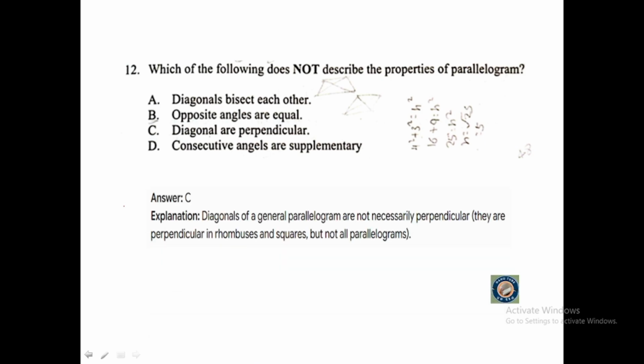The correct answer is diagonals are perpendicular. Diagonals of a general parallelogram are not necessarily perpendicular. They are perpendicular in rhombuses and squares, but not in all parallelograms.